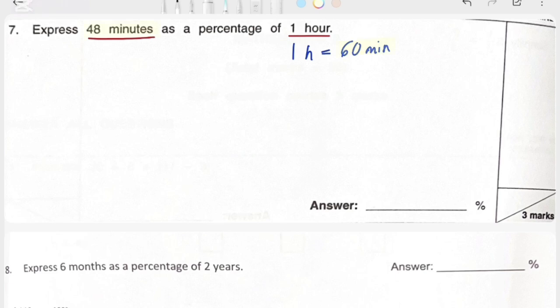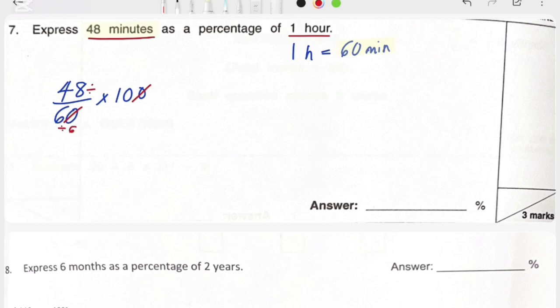Now 48 minutes and 60 minutes are both in the same unit. Let's express them as a fraction, 48 over 60. Let's turn 48 over 60 into a percentage by multiplying the whole fraction by 100. Let's cancel off 1 zero from 60 and 1 zero from 100. That means you're dividing them by 10.